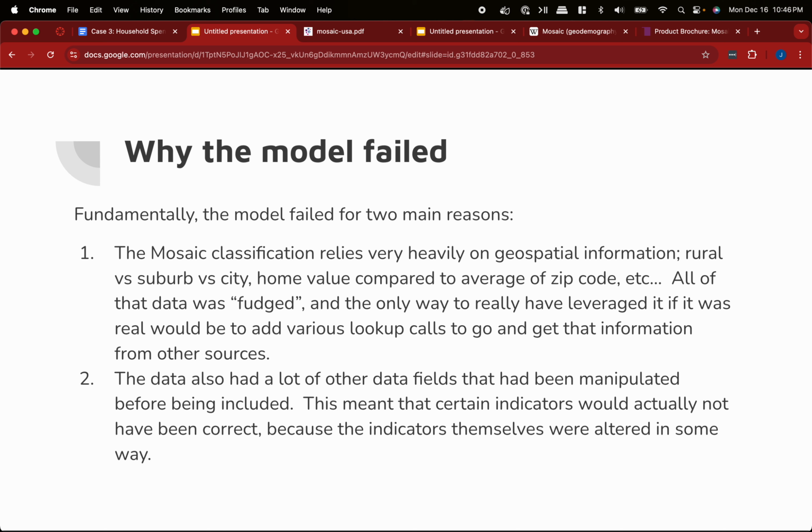The data also had a lot of other data fields that had been manipulated before, so that also meant that even indicators that might have been helpful as predictors weren't, because the information may not have been valid in them.